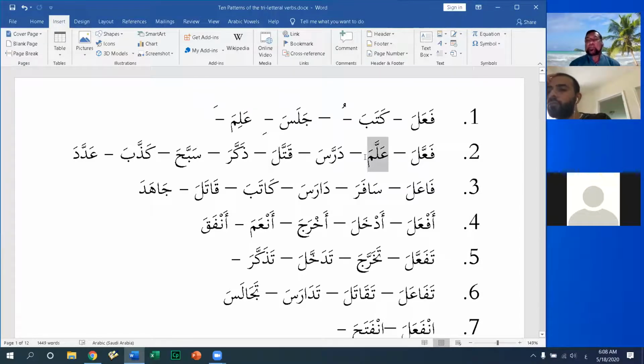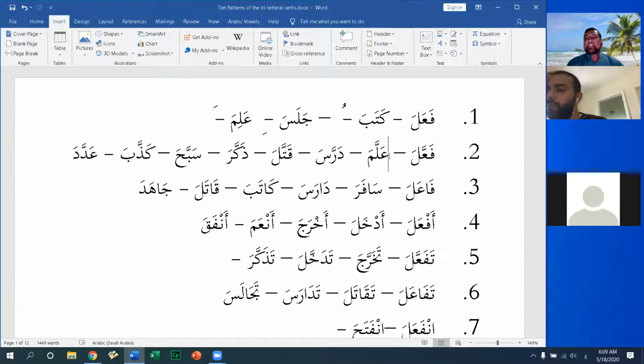Alima means he knew. Alima, that's in the pattern of fa'ila. When you put it on fa'ala, it means to teach. So, Alima Muhammadun ad-darsa. Muhammad knew the lesson.